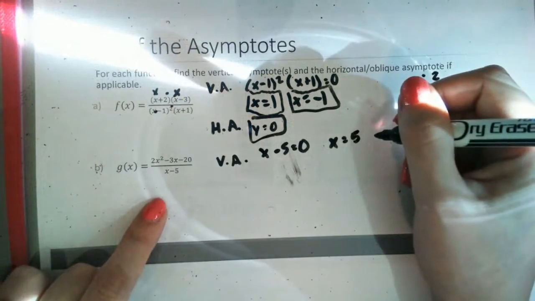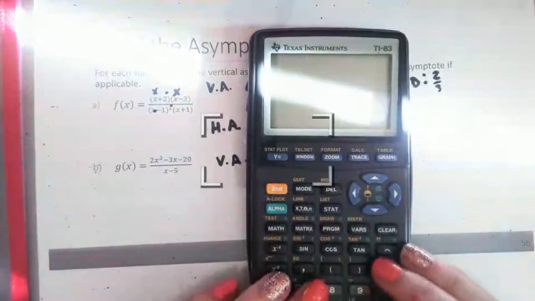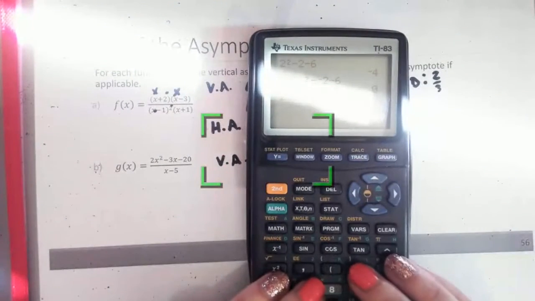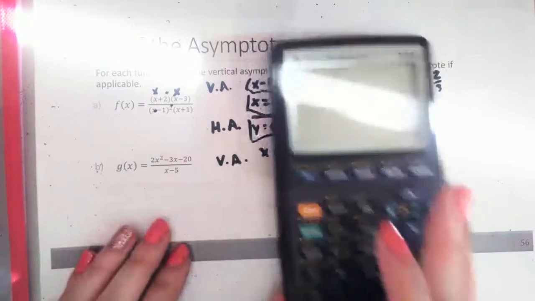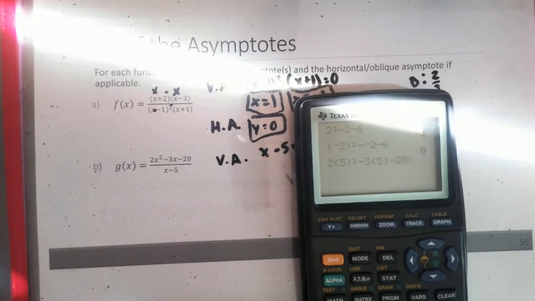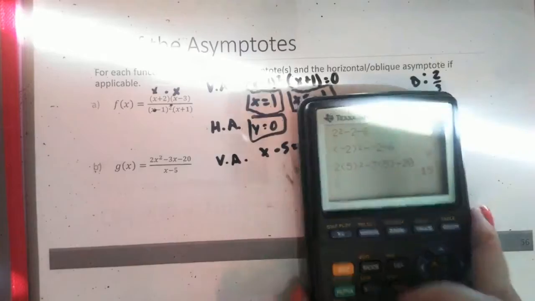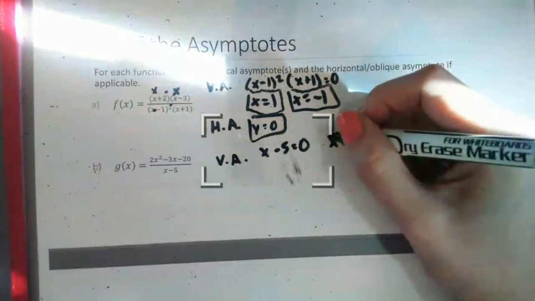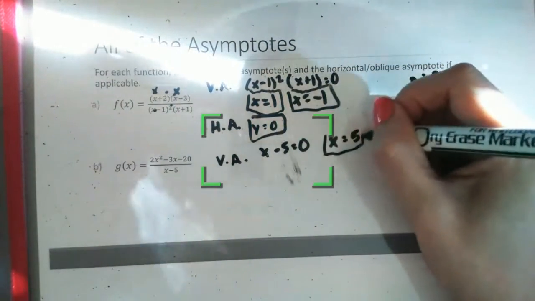We need to make sure that's not going to make the numerator equal to 0, so let's try plugging it in. We have 2 times 5 squared minus 3 times 5 minus 20. That's not 0, so sure enough, x equals 5 is a vertical asymptote.